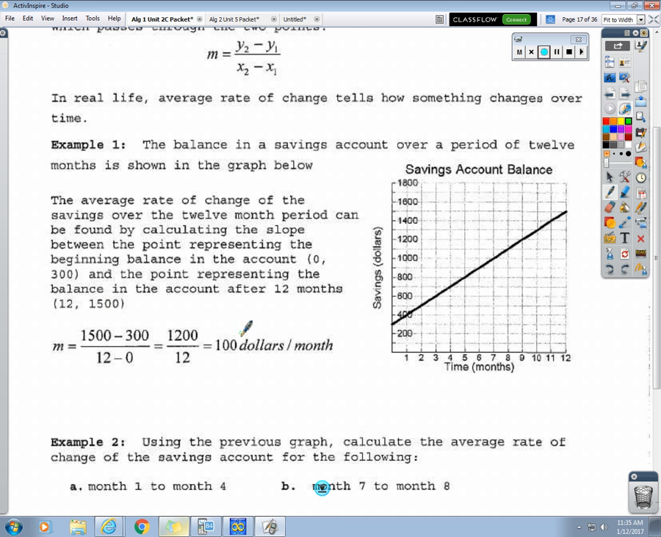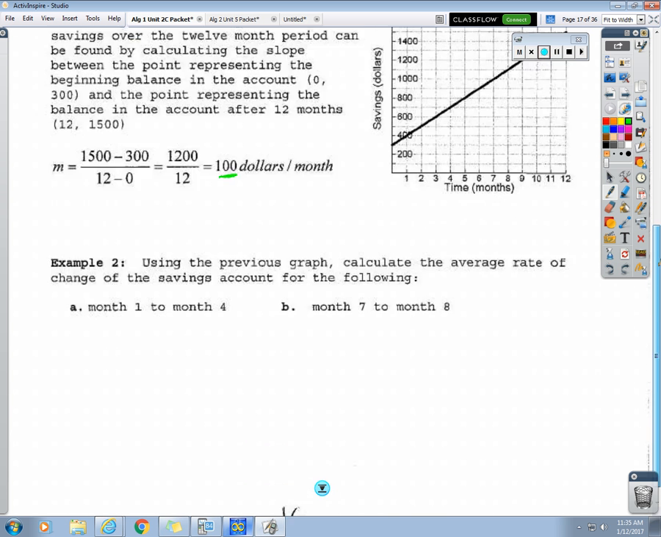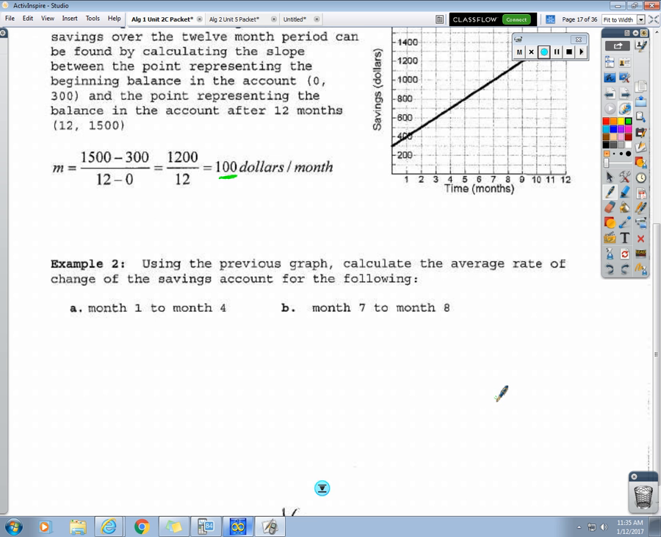Well, they kind of did it for you on this one. They did 1,500 minus 300 over 12 minus 0. That became 1,200 over 12, which means they're saving $100 per month. Now, they want you to use this graph to calculate the average rate of change of the savings account for the following, month 1 to month 4.